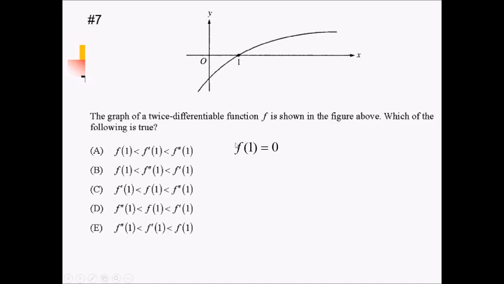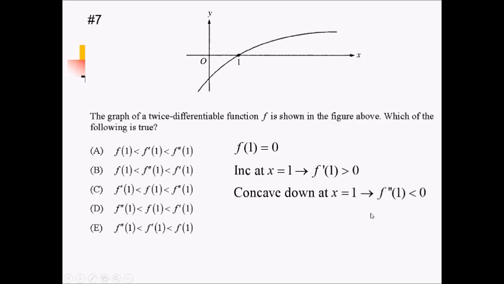F prime of 1, that's the slope here at x equals 1. They don't have an exact value for us because we don't know the scale of the y-axis, but we're going up, so we at least know that f prime of 1 is positive. And then for f double prime of 1, we are concave down on this interval. So that means that f double prime up there is going to be negative.